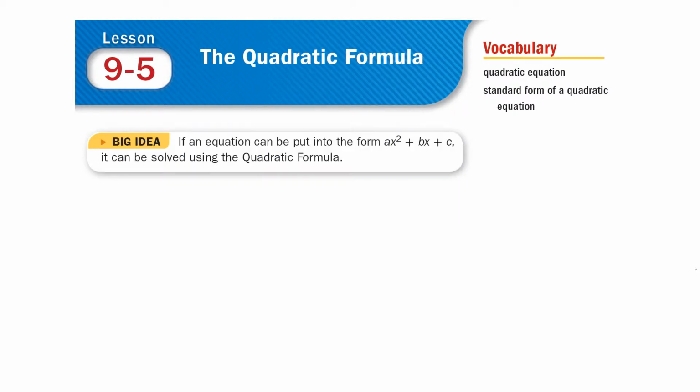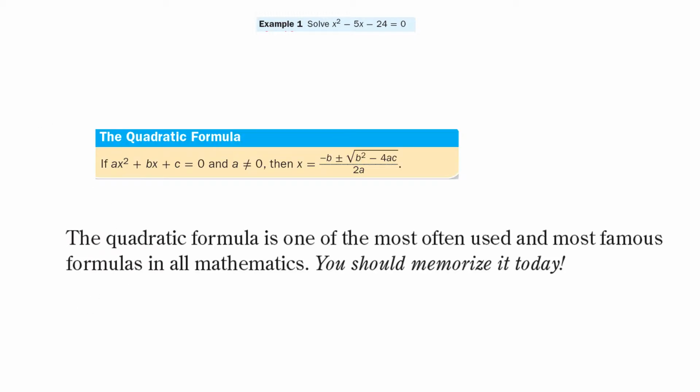On to the examples. Our first example up is example 1. Solve x squared minus 5x minus 24 equals 0. Remember, we're going to use the quadratic formula for this. This is in what we call standard form, where it's set equal to 0. That's what has to be true for the quadratic formula to work.